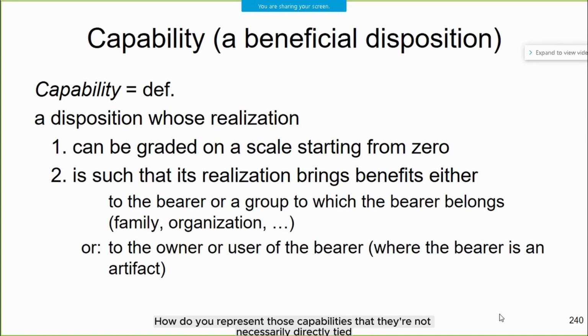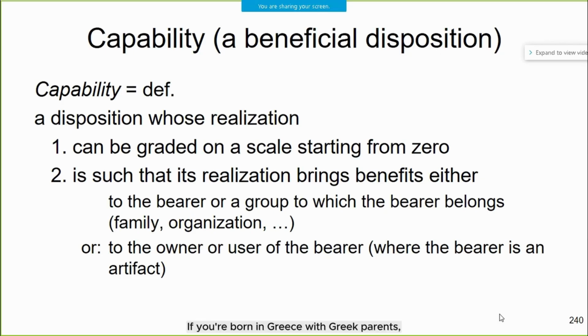They're not necessarily directly tied to dispositions. Oh, but they are. As soon as you have the capability to speak Greek, you have the disposition to speak Greek, however weakly. The question is whether you have the disposition to learn to speak Greek. And it's an interesting question. If you're born in Greece with Greek parents, you probably have the disposition to speak Greek or learn Greek.